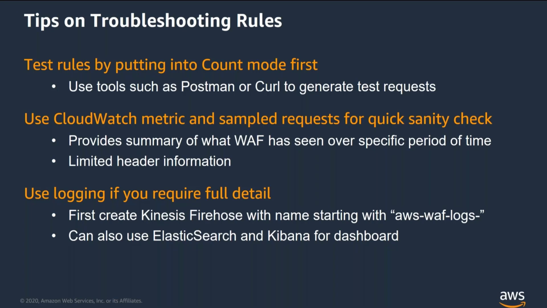Use CloudWatch metrics and sample requests for a quick sanity check. It provides you a summary of what WAF has seen over a specific period of time, although it has limited header information. And if you need more detail, do enable logging through Kinesis Firehose. We highly suggest that you also leverage Elasticsearch and Kibana so that you can query the log data easily and also create a dashboard with it.